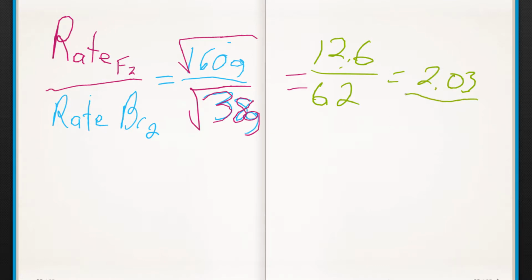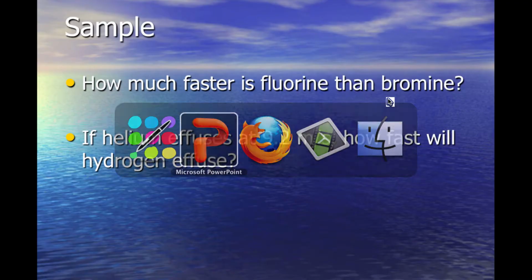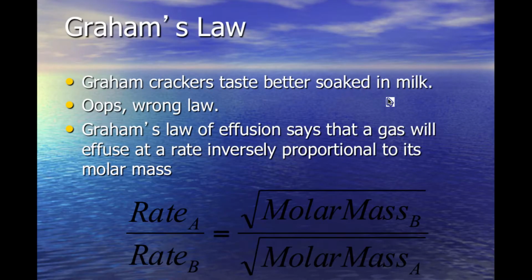Because if you look at the ratio, it's 2.03 to 1. So for every 1 meter per second that the bromine goes, the fluorine will be going 2.03 meters per second. Just gives us a point of comparison. I know what you're asking. How is that useful whatsoever? When in the world would you ever use Graham's law?